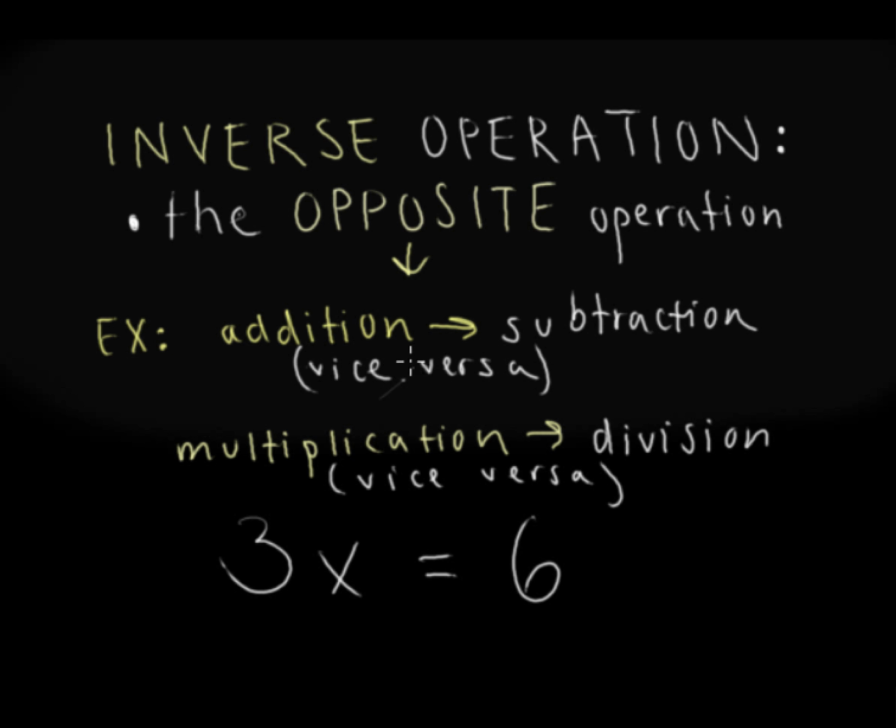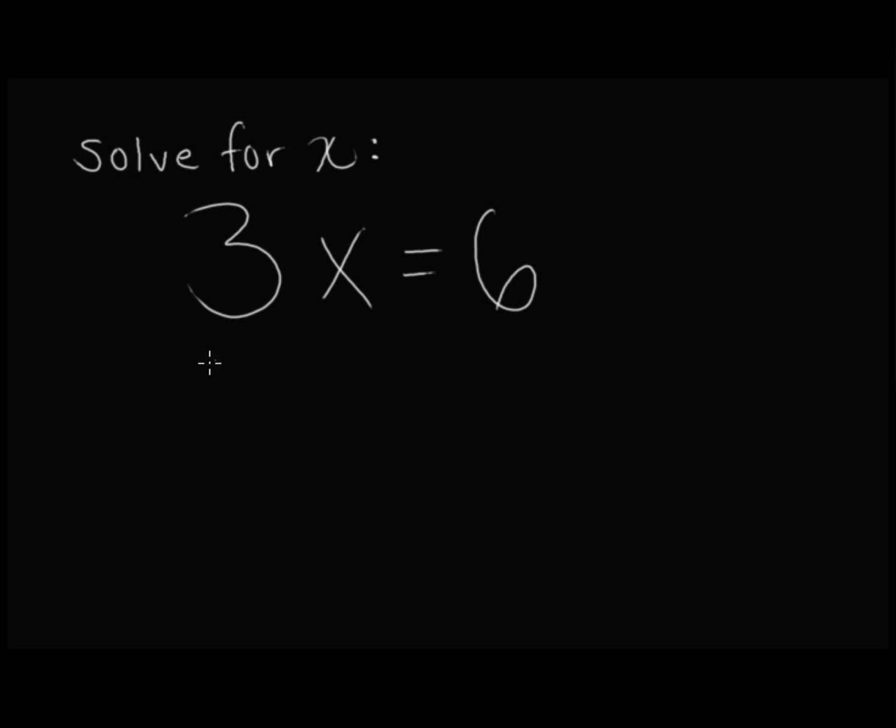So, what inverse operation do we use to isolate the x? Well, an inverse operation is the opposite operation of the one you are currently using. So, the inverse operation of addition is subtraction and vice versa, and the inverse operation of multiplication is division and vice versa. In order to solve our equation, we have to divide 3 on both sides.